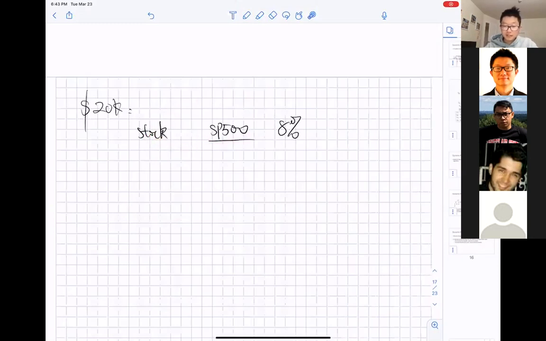So some people say that they want to invest in stocks. Any other idea on how to use or spend that $20,000? Save up for a house. Yeah, save for a house. Okay, let's say you save it in a savings account. Do you know how much a savings account gives you annually?